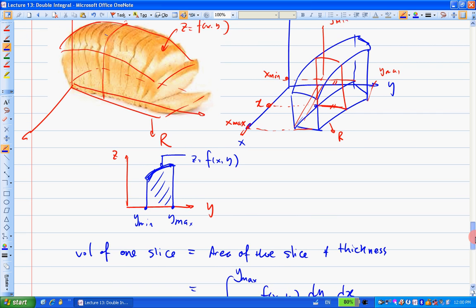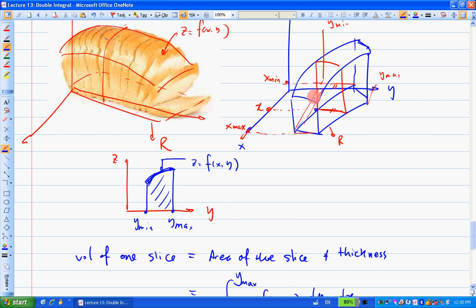You're going to sweep this slice back and forth to cover the whole solid. So when you're going back and forth covering the whole solid, you're essentially going from x min to x max. And this time, when you go from x min to x max, that has to be exactly the edge of this region R, from one edge to the other edge.